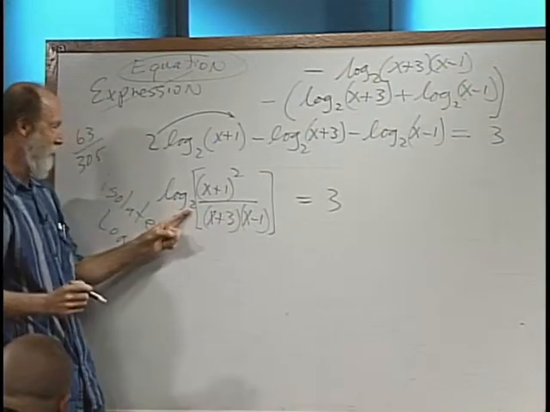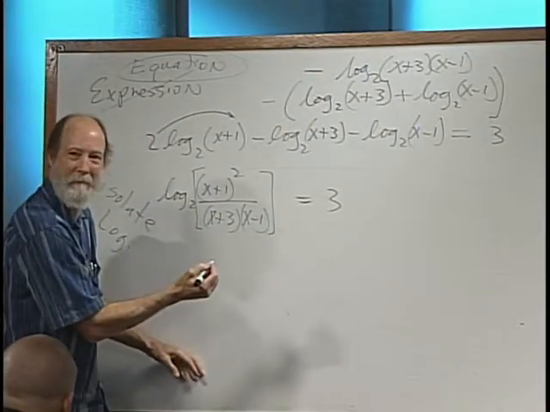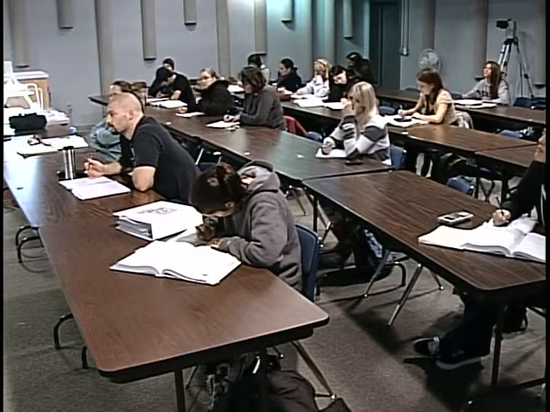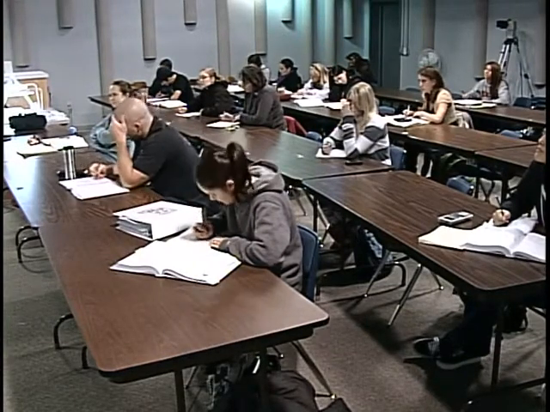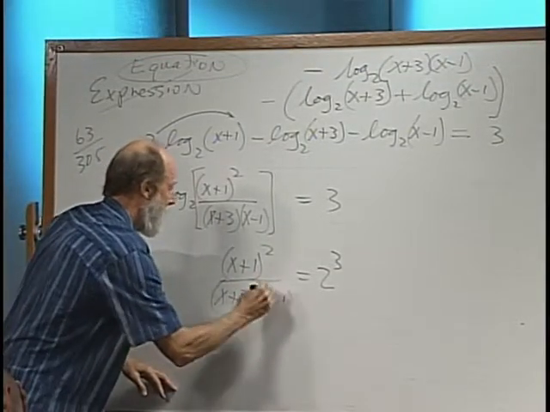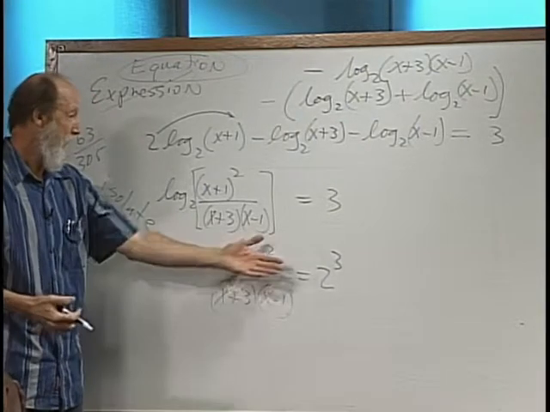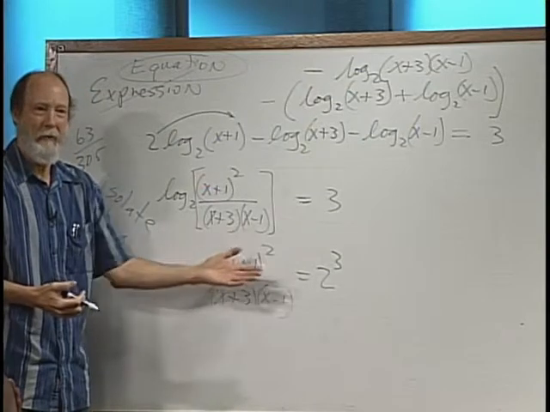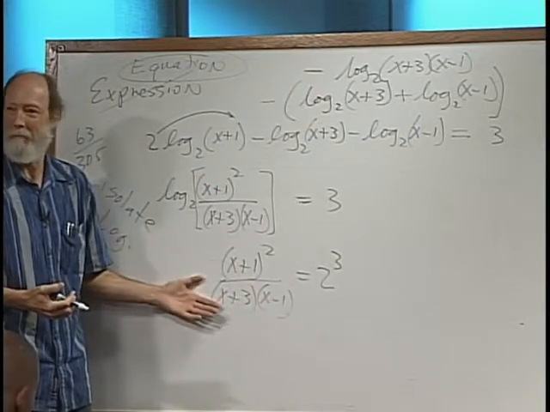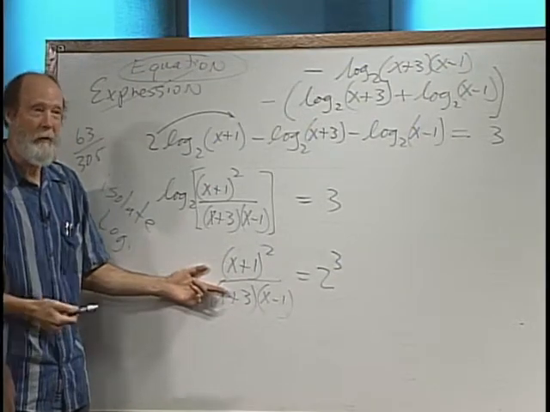The base is sitting right here, it's a 2. So what would you write, Taylor? Want to help me? 2 to the third, right on, and then equals this rational expression here: x plus 1 squared over x plus 3 times x minus 1. Now we're back to almost an intermediate, actually it is an intermediate algebra question. Not too tough once you get it back to this format. So let's keep on going.